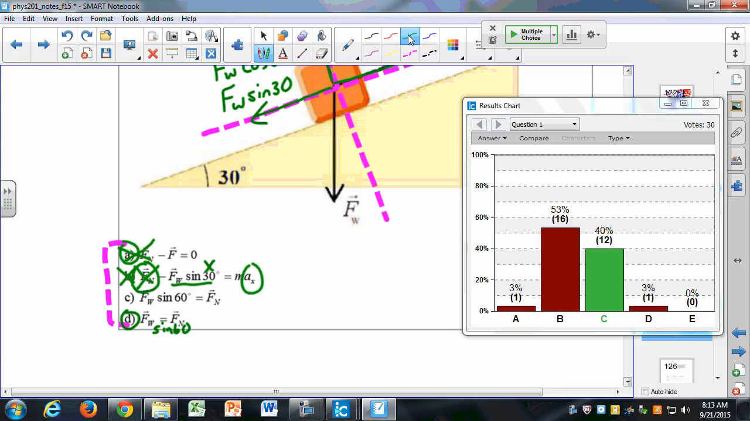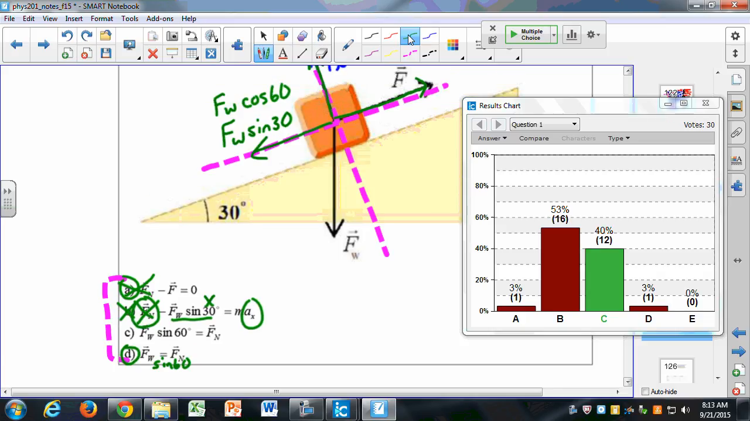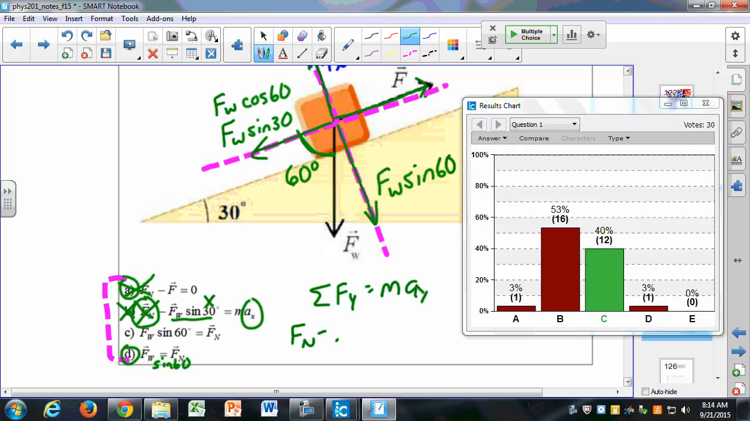Fw sine 60 is equal to the normal force, and that is the normal way that we would write that, because we would take this angle to be 60 degrees, and then the y component of Fw would be Fw sine 60. So we'd say the sum of the forces in the y direction equals may. That's Fn minus Fw sine 60 equals 0. So it tells us Fw sine 60 equals Fn. So C is the right answer.